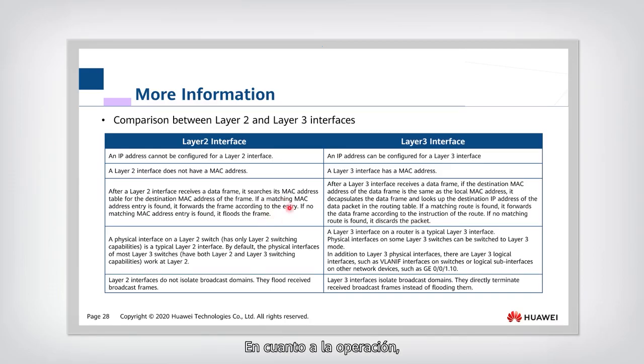So here, about the operation, there are 3 different points. One is that this one checks the MAC address table. This one checks the routing table. Second, this one searches for the MAC address. This one searches for the IP address. Okay, and the third one, this one, if it is not found, it will broadcast, it will flood. But for this one, if it is not found, there is an error. It will simply discard the packet.